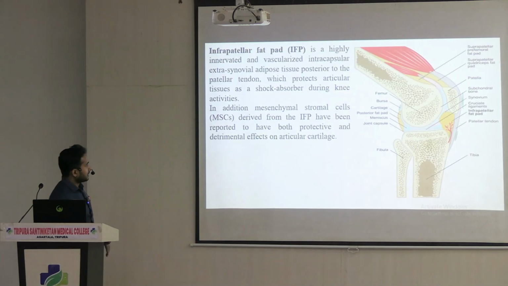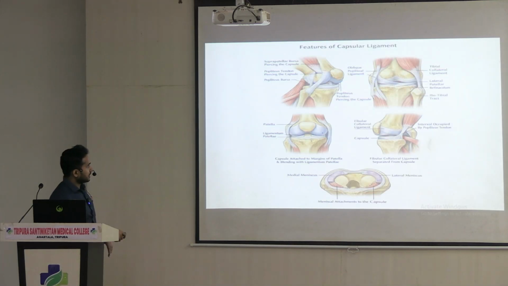Now I am having one diagram. Here is the diagram. So you can see features of the capsular ligament. So suprapatellar bursa is there, which is piercing the capsule. This is also an important feature. Okay, then there are some important features of the capsular ligament. First of all, it is pierced by suprapatellar bursa. As you can see, it is pierced by suprapatellar bursa.